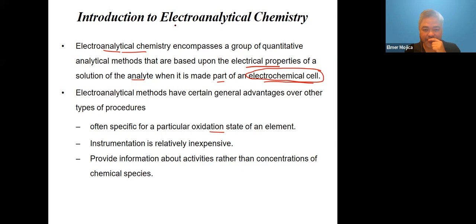So ang principles kasi ng electrochemistry is, we know, based on your general chemistry, yung tinatawag nating redox, the reduction oxidation reaction, the electron transfer. So hindi lang siya specific, it can also be selective for a particular redox state of a species. So let's say meron kang copper na gagawin mong copper plus, or which can further oxidize to copper 2 plus. Okay? Tapos ito yung maganda, it's relatively inexpensive.